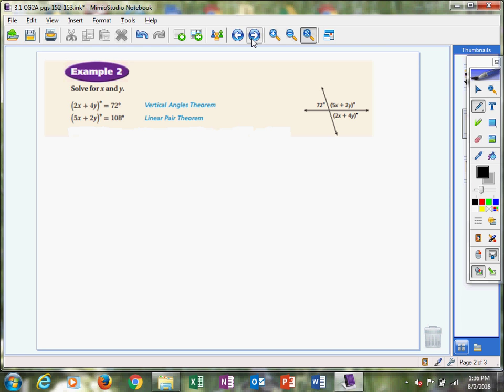Example 2, solve for x and y. And so what we have here is a pretty neat figure. I want to talk to you about some things. We've already learned the vertical angles theorem. And what that means is, when you form your x, 72 is not adjacent to 2x plus 4y degrees. And so that means they're going to be equal in size. So you're going to create an equation right here where they are equal, okay?